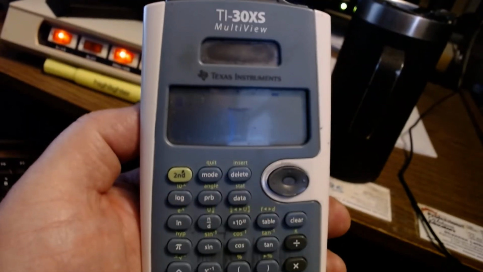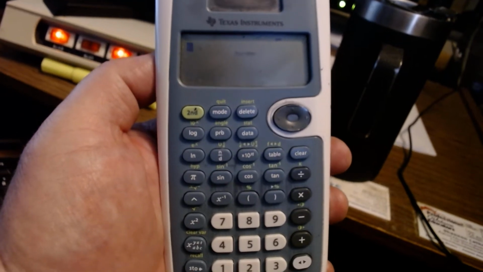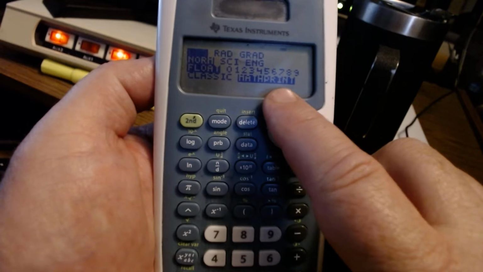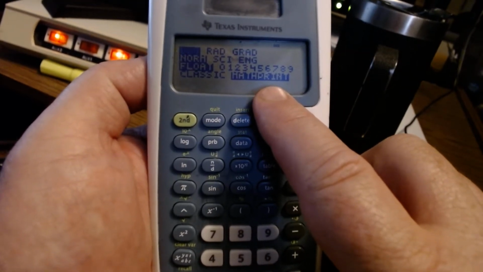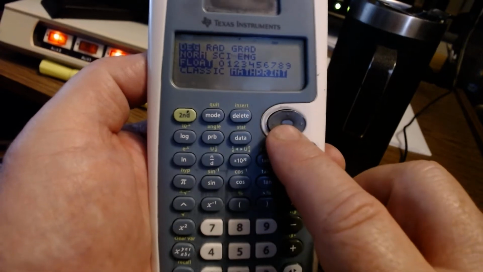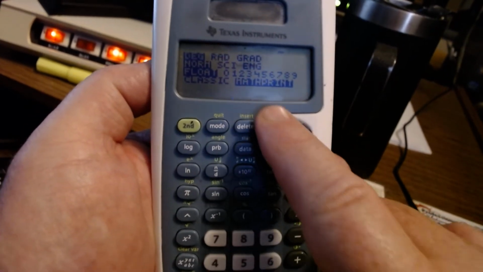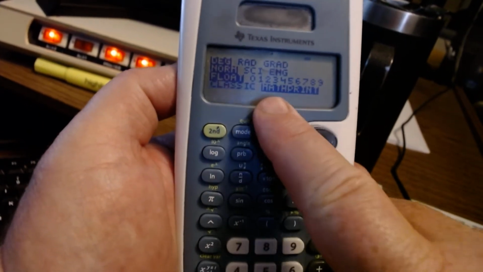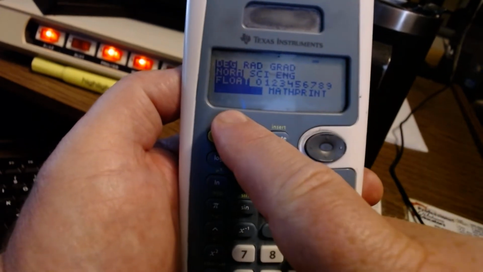Now I'm going to do this with the TI-30XS calculator, and I'm going to show you a little trick. First, push the mode button. Notice that the calculator will default to the math print mode each time you clear the memory. Right now it's on math print. I'm going to arrow down to the math classic mode and hit enter. It's now in the classic mode.